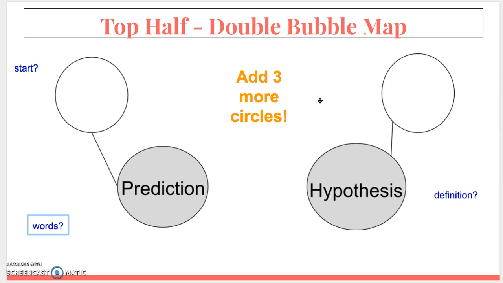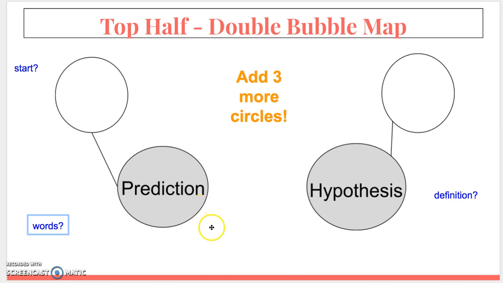In each circle, you can add information that you know about each word or each skill. So for prediction, think, how do we start a prediction? What are the words that we use? You can put that in one circle. Then you'll draw another circle. What are some other words that are in a prediction? Okay, think about when we made predictions for our last graded assignment. What other kinds of words did we have in there?